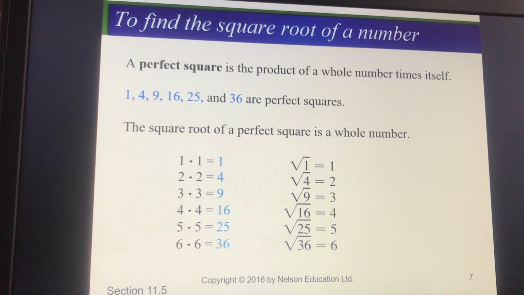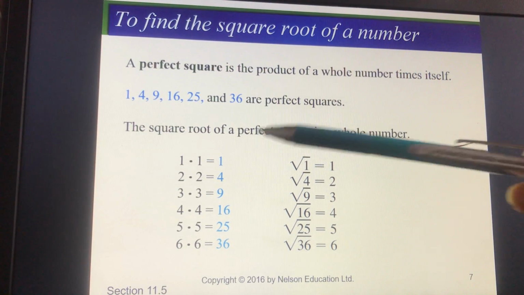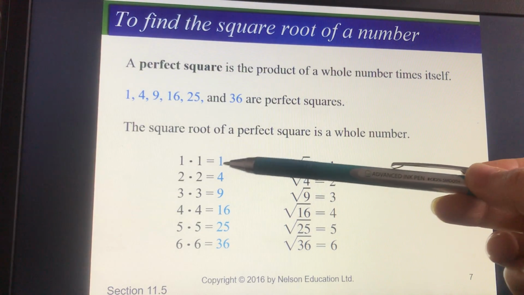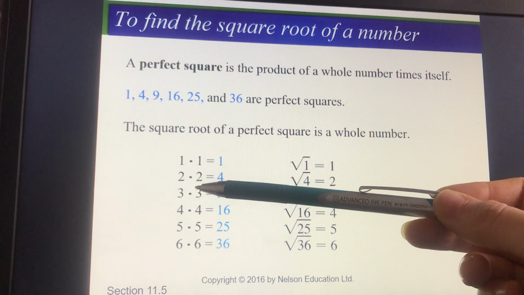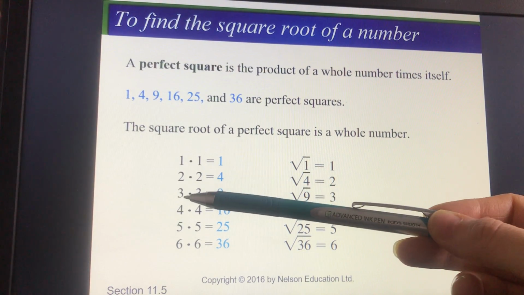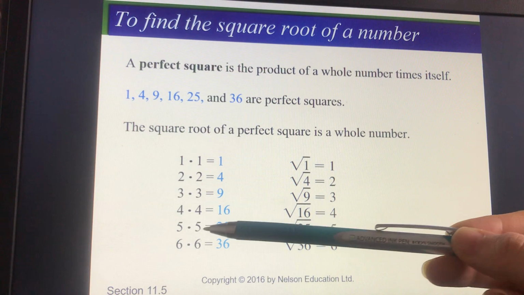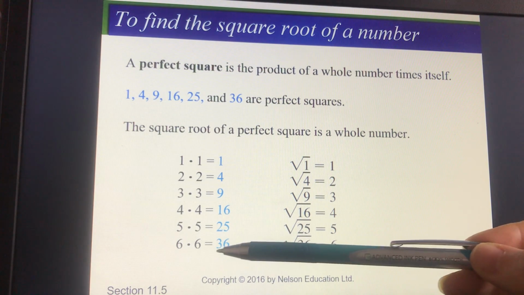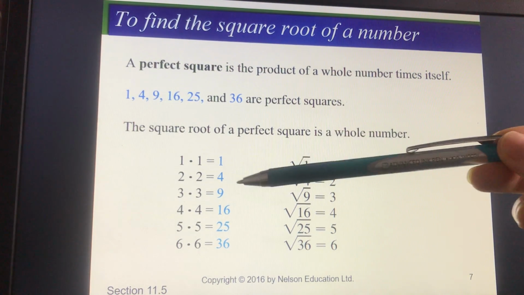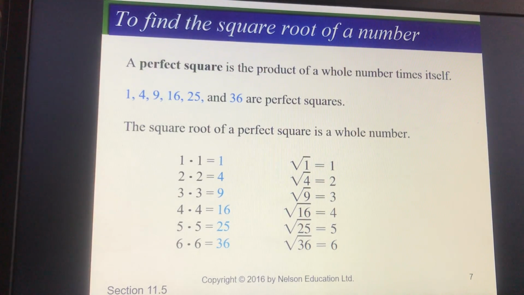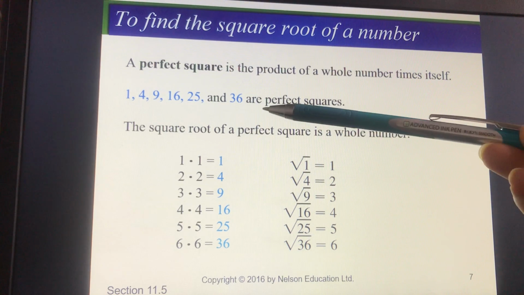What is a perfect square? A perfect square is the product of a whole number times itself. For example, if we take the number 1 and multiply it by itself, we get 1. 2 multiplied by itself is 4. 3 times itself is 9. 4 by itself is 16. 5 by itself is 25. 6 by itself is 36. 1, 4, 9, 16, 25, and 36 are considered perfect squares.